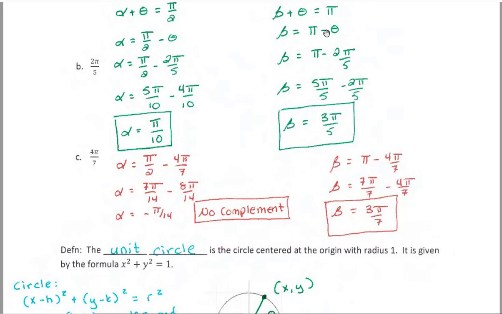For the supplement, beta plus theta would equal pi, so we can find the supplement beta by taking pi minus the original angle theta, which is 2 pi over 5. Getting that common denominator again, which is going to be 5, we see that our supplement is going to be 3 pi over 5.